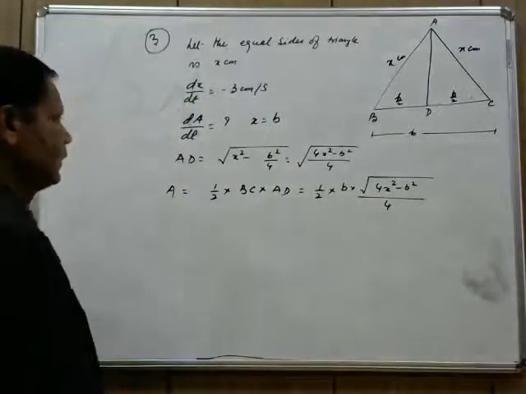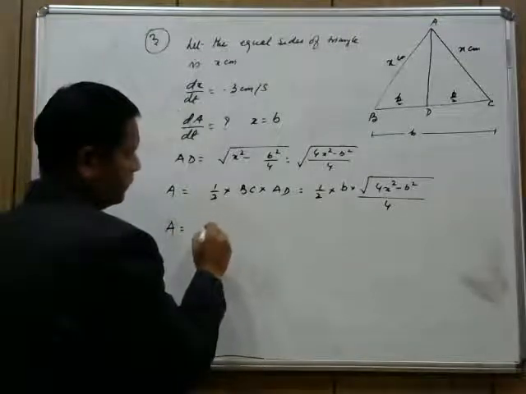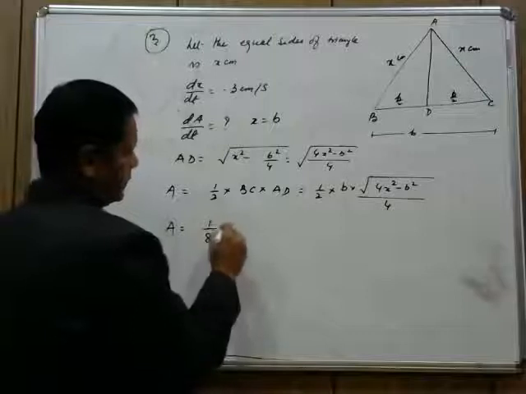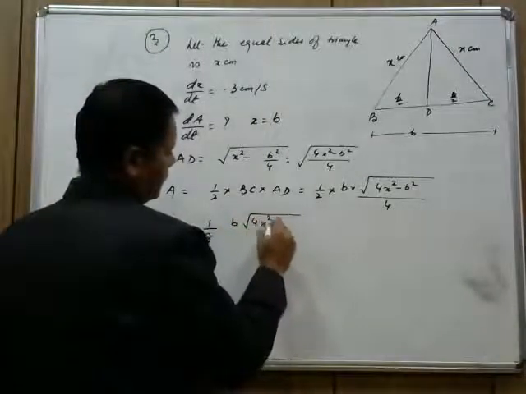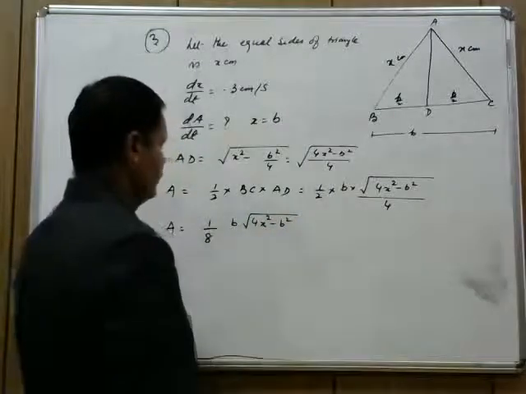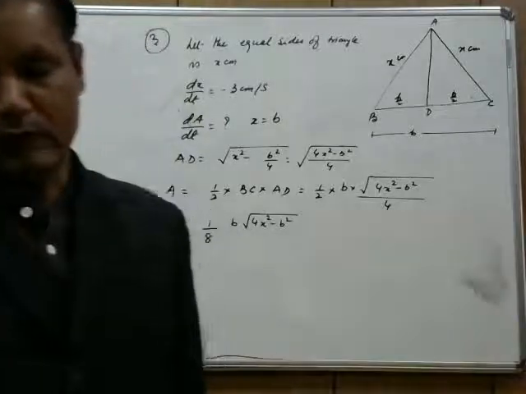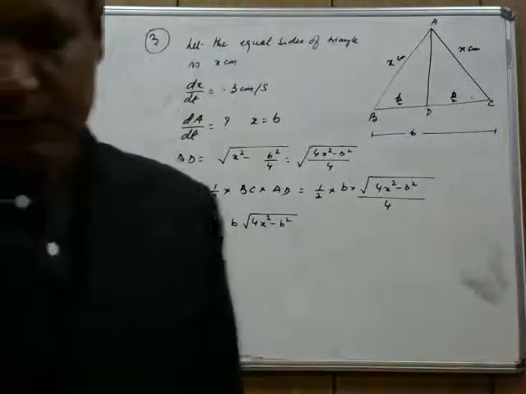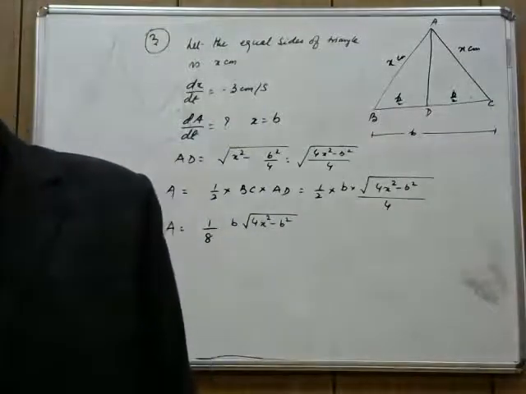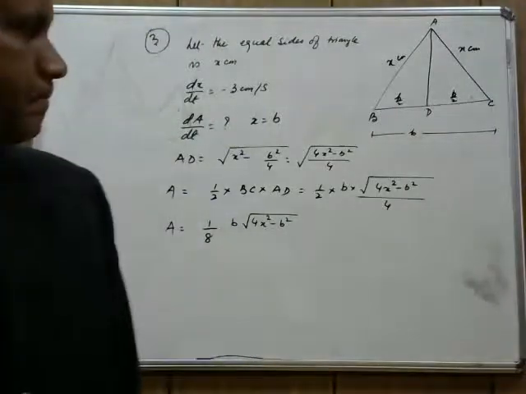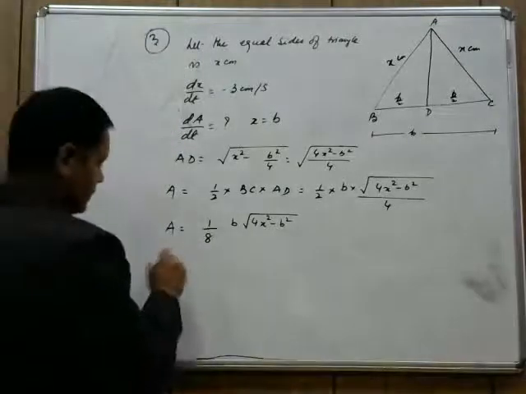Right? So now area is equal to this. Area is equal to 1 by 8 b under root 4x square minus b square. This is the given function. And now what I have to find out? dA by dt. So therefore, I will differentiate with respect to t.